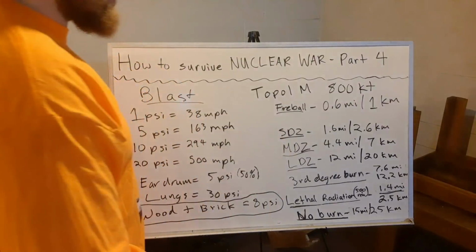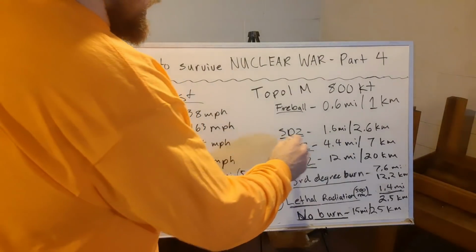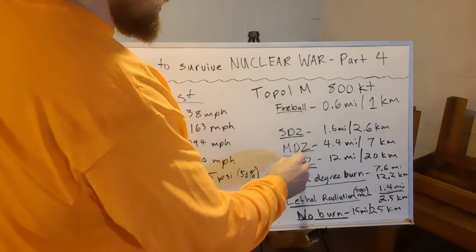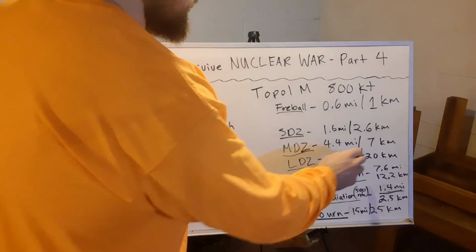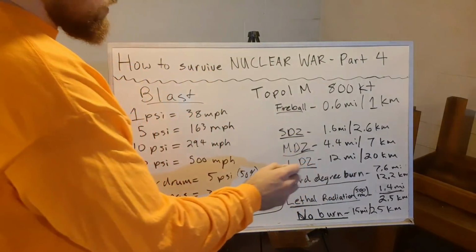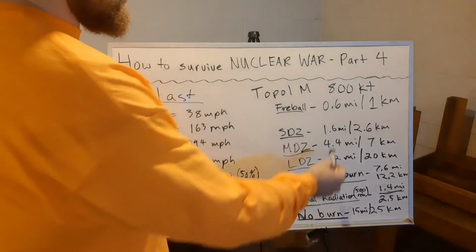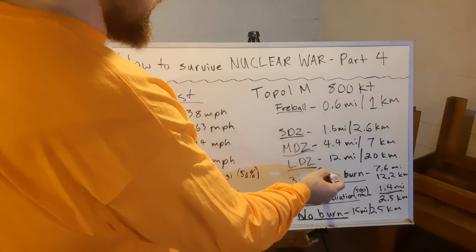Only 1.6 miles away, all right? MDZ, 4.4 miles or 7 kilometers. LDZ, 12 miles or 20 kilometers. So as you see, it's starting to shrink now. Once you get down below a megaton, that damage zone really shrinks, okay?